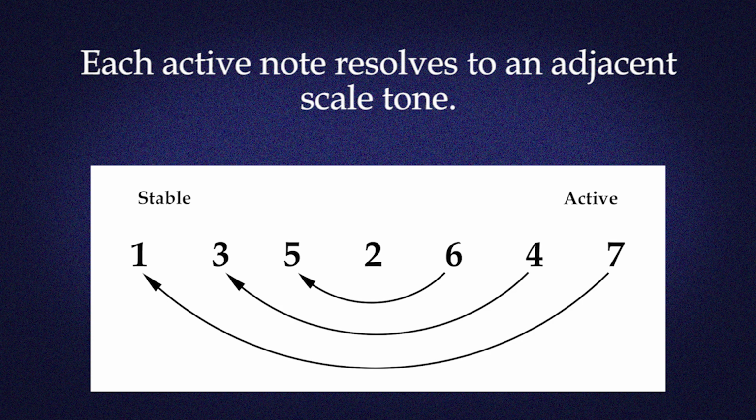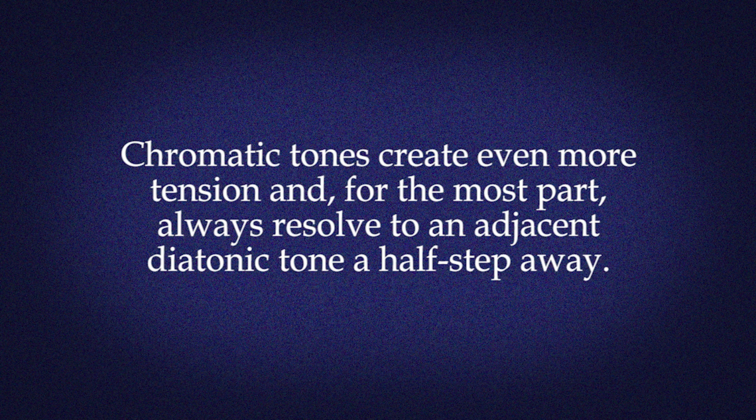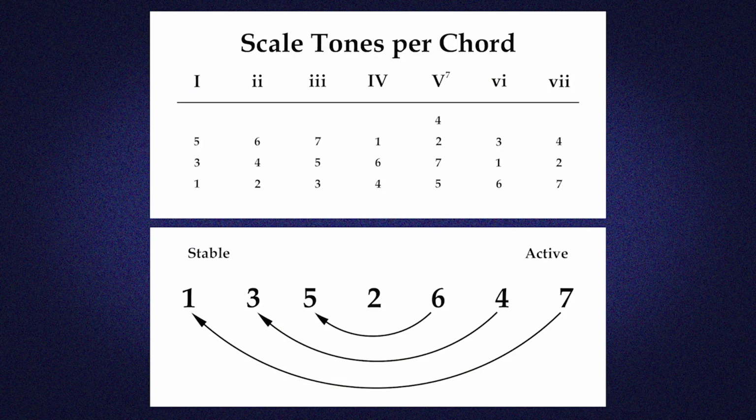Also, notice that each active note resolves to an adjacent scale tone. 7 resolves to 1, 4 resolves to 3, and 6 resolves to 5. Chromatic tones create even more tension and for the most part always resolve to a diatonic tone a half step away. Looking at the scale tones of each of the major diatonic chords, we can start to see which chords are more active or more stable by simply finding the notes of each chord on the stability chart.